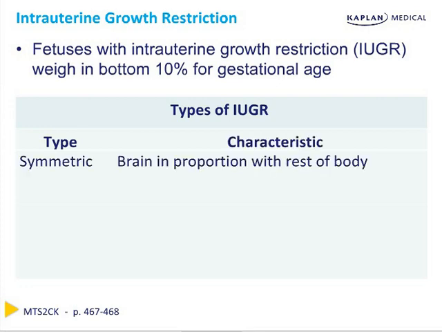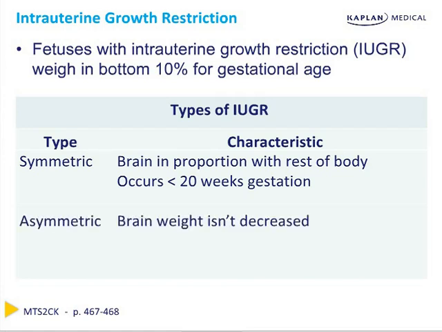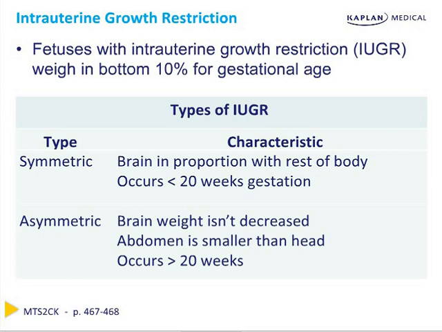Symmetric IUGR is where the brain is in proportion to the rest of the body, and typically occurs at less than 20 weeks gestation. These are more commonly associated with heritable factors, such as chromosomal abnormalities, immunologic abnormalities, chronic maternal disease, fetal infection, and multiple gestations. This is opposed to asymmetric IUGR, where the brain weight is not decreased, and the abdomen is smaller than the head. This will typically occur at greater than 20 weeks and is related in some way to uteroplacental insufficiency.